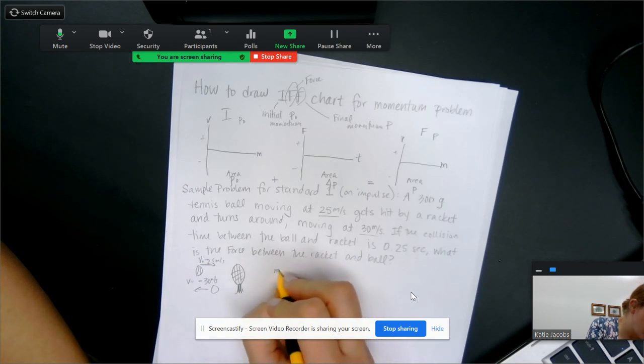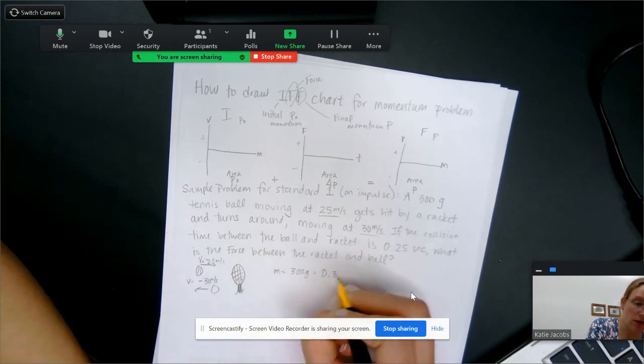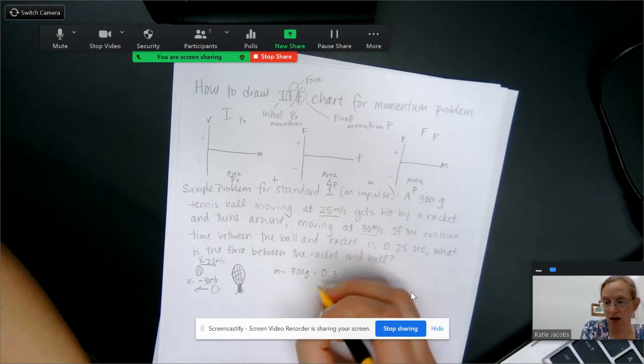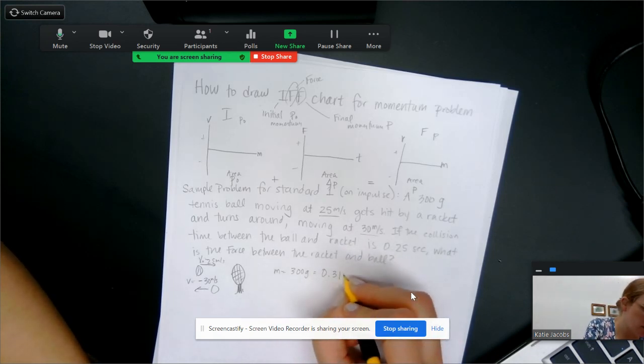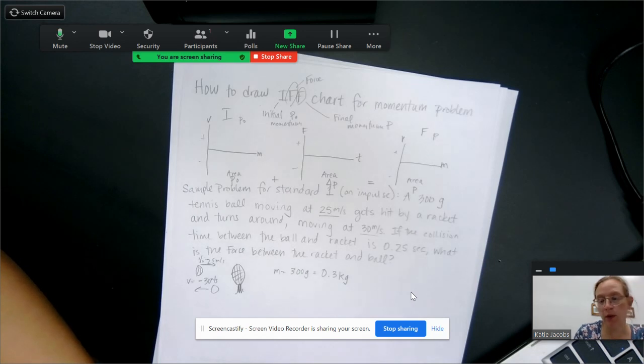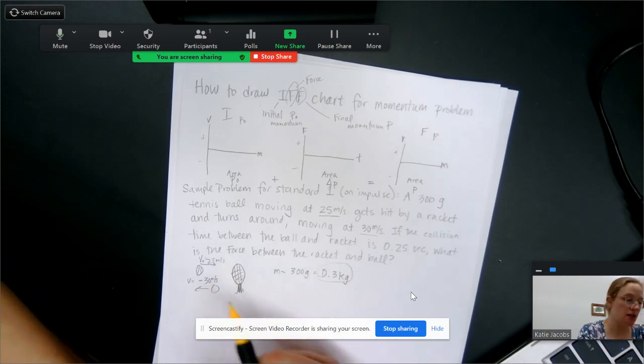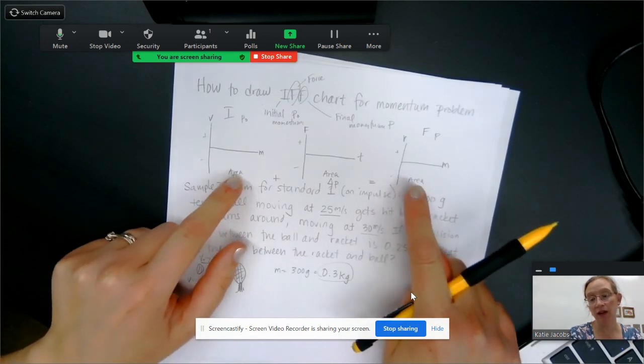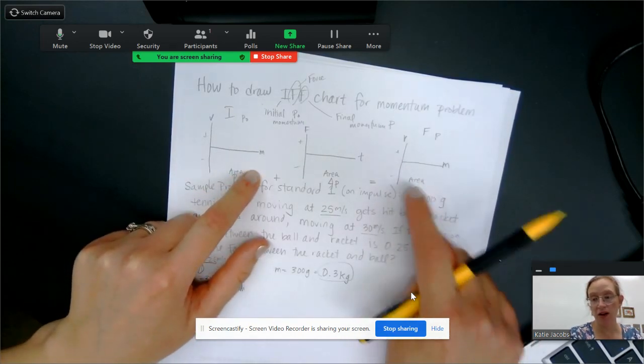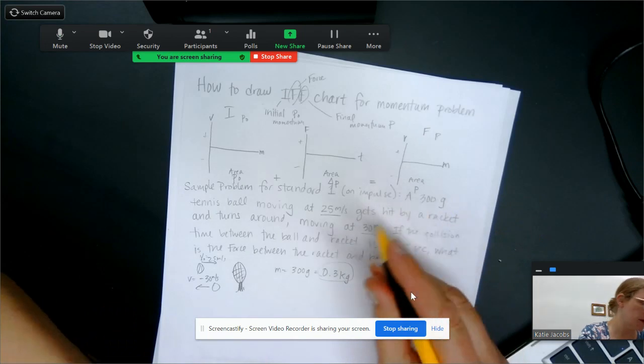We also know that the mass is 300 grams, but we can't use grams in our momentum problems. We have to use kilograms. So I divide by 1,000, that's 0.3 kilograms. And now I have enough information. I have a mass and I have two velocities. That's enough information to fill out the initial and the final momentum graphs.